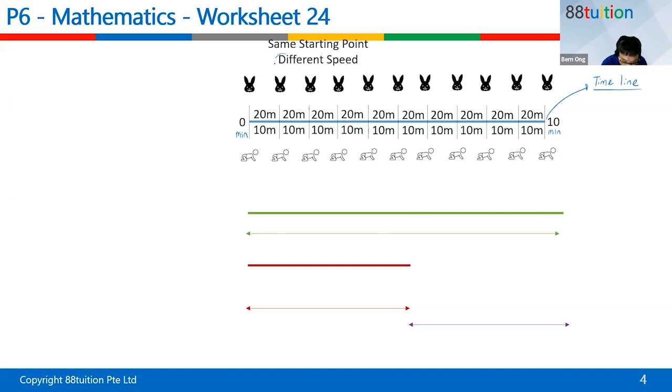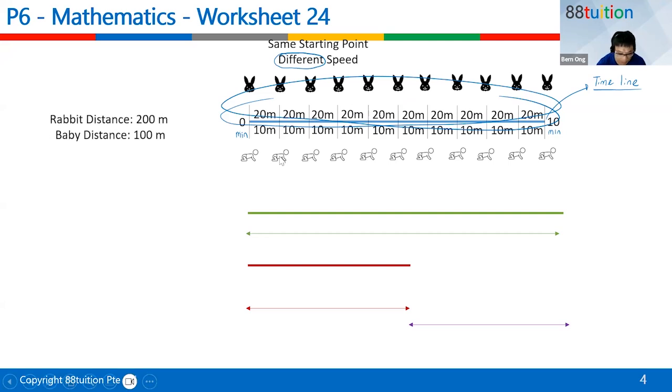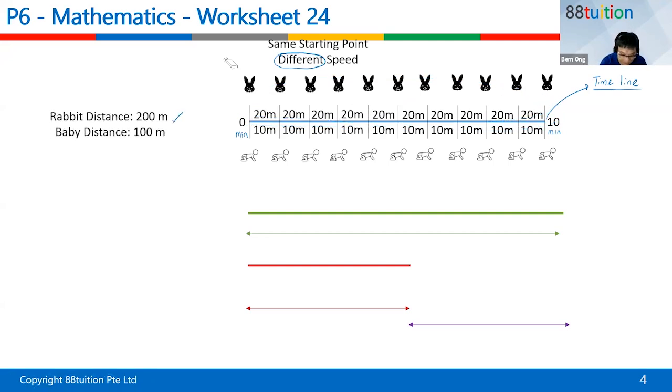This one is different speed. How do I know it's different speed? Because the rabbit hops further in the same 1 minute. In the same 1 minute, the baby only traveled 10, but the rabbit hopped 20. So obviously the rabbit is faster. That's why it's different speed. From here we can see that in 10 minutes, the rabbit hopped 20 meters times 10. That means the rabbit hopped 200 meters. Can you see that? And the baby is still 100 meters in terms of distance.